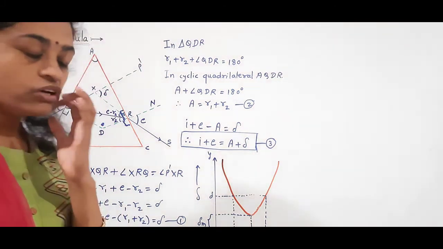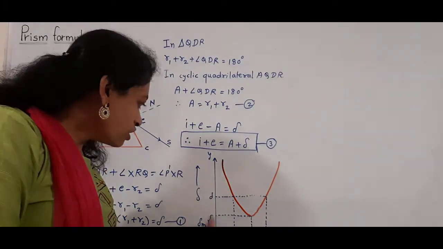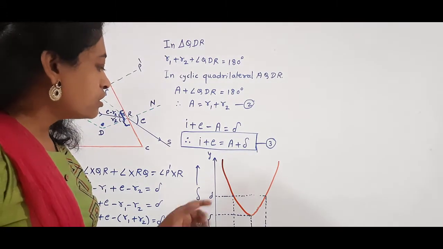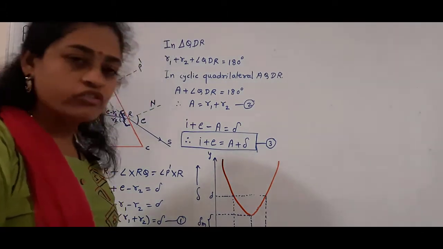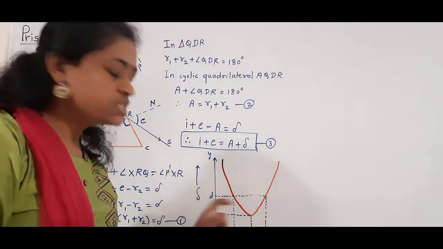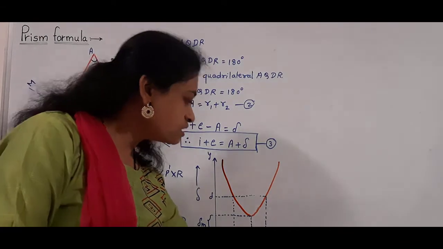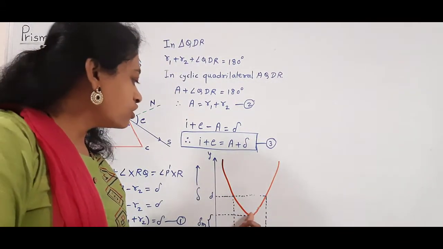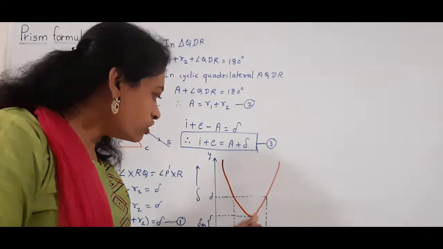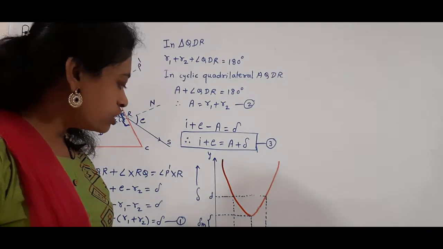Again, I am going to repeat all this. If we plot the graph of angle of deviation versus angle of incidence, what happens? As we go on increasing the angle of incidence, the angle of deviation goes on decreasing. It reaches a minimum value, and again as we go on increasing the angle of incidence, the angle of deviation also goes on increasing. The minimum value of deviation is called the angle of minimum deviation, that is denoted by delta m.